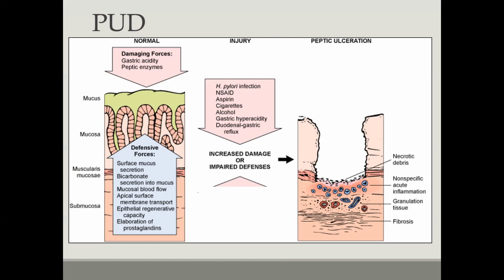The damaging forces are the enzymes and the acidity, the gastric juices. So if you have an increase of damaging factors, like H. pylori, NSAIDs, aspirin, cigarettes, alcohol, hyperacidity, duodenal gastric reflux, all these various things, that's going to increase damage and impair your defense. So then you end up boring a hole through all these healthy structures down into the lower levels of the stomach, and that's when you have a bleeding ulcer or an ulcer.